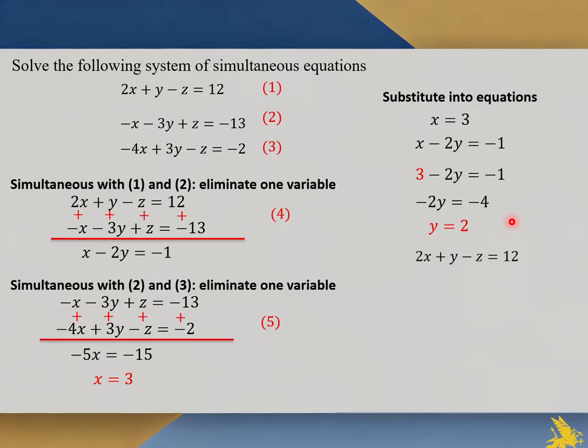I then grab an equation, so I'm grabbing 1 and I'm substituting my values that I know in, and I'm simplifying. 2 times 3 is 6, plus 2 is 8. I then get rid of the 8, and it becomes negative z equals negative 4, and I divide both sides by negative 1. And I get z is equal to 4.